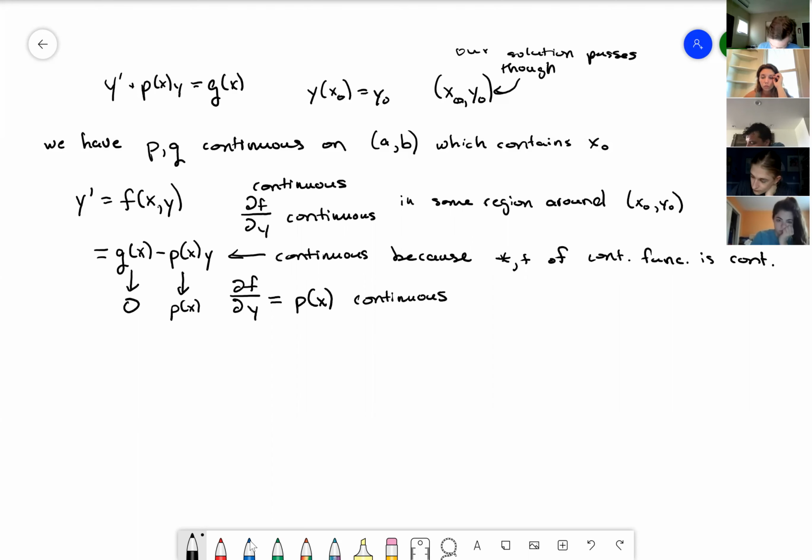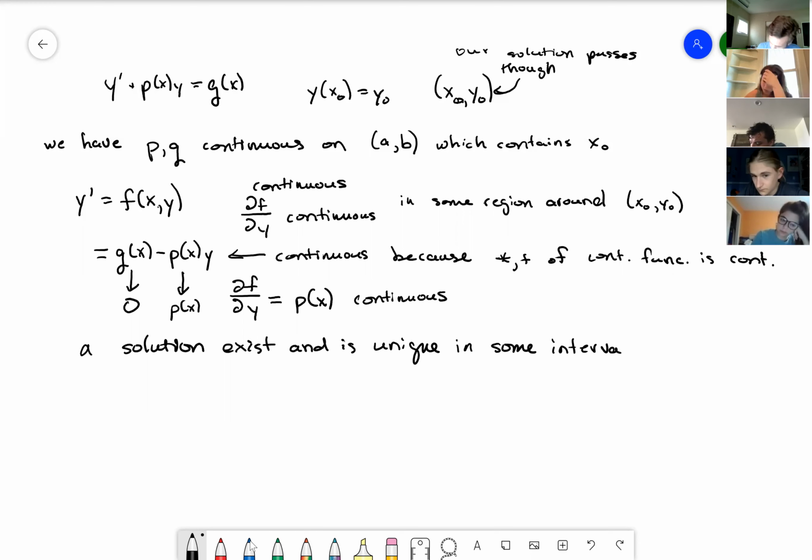That immediately tells us that a solution exists and is unique in some interval, we'll call it CD. We write the solution as phi of x, a function of x. So it exists and is unique in some interval contained inside our original bigger interval AB, which contains x zero. Actually, it has to be contained in this.